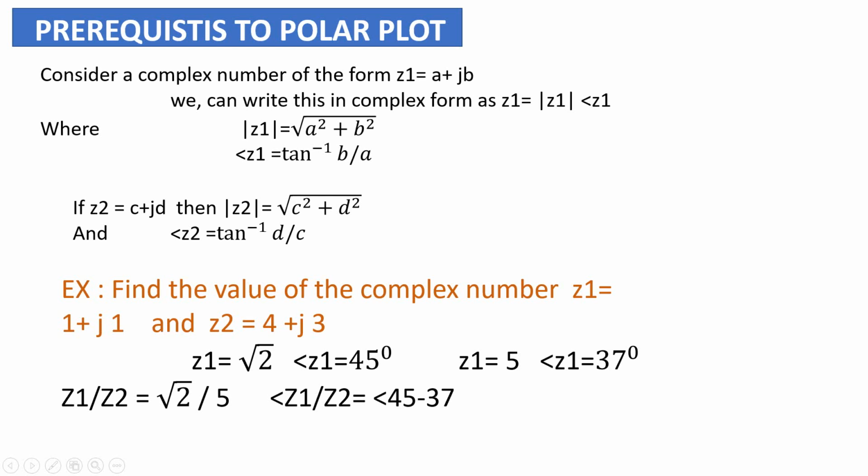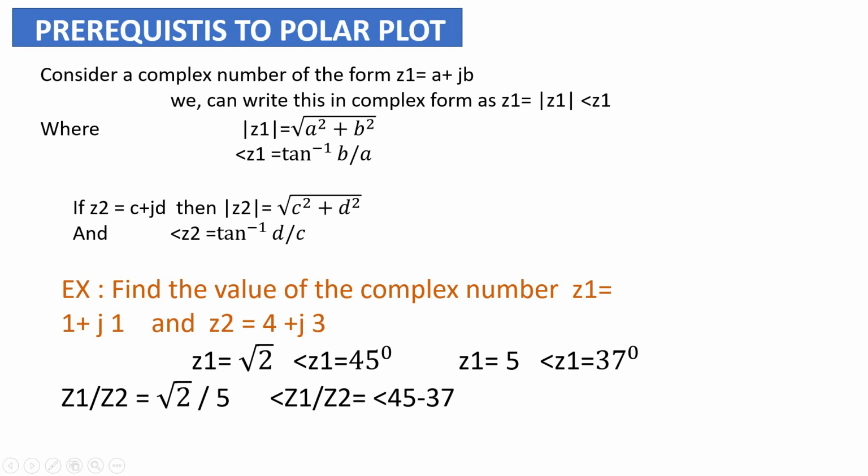If we have a complex number Z1 containing a real part A and imaginary part B, then Z1 can be written in terms of its magnitude and phase, where the magnitude of this complex number is square root of A square plus B square. The angle of Z1 is tan inverse of B by A. Similarly, if we have another complex number Z2, then the corresponding magnitude and phase will be found in the same way.